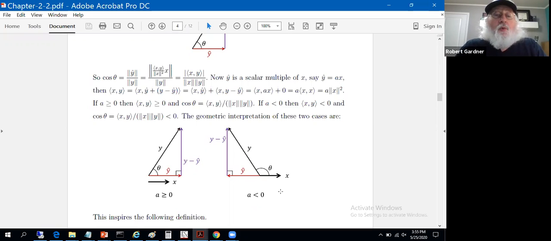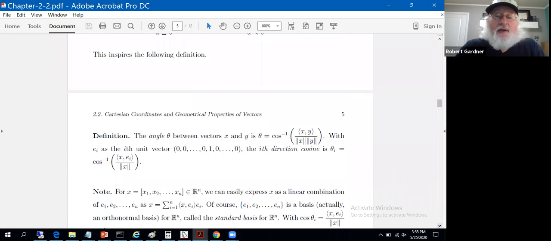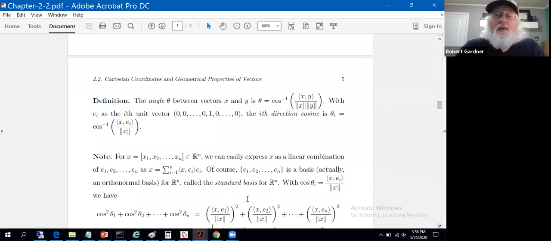But we've related the cosine of theta to the inner product of x with y divided by the norm of x times the norm of y, whether that angle is acute or obtuse, leading us to define the angle theta between vectors x and y as the cosine inverse of the inner product of x and y divided by the norm of x times the norm of y.